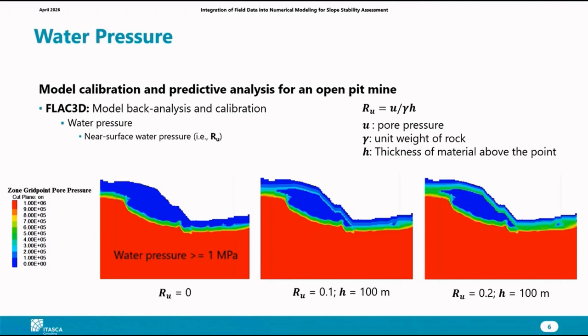So when RU is 0, we essentially have no additional water pressure contribution beyond the defined water table. As we increase RU, we are introducing higher water pressures within the rock mass, which then reduces effective stress and therefore has a direct impact on stability and deformation of the slope.